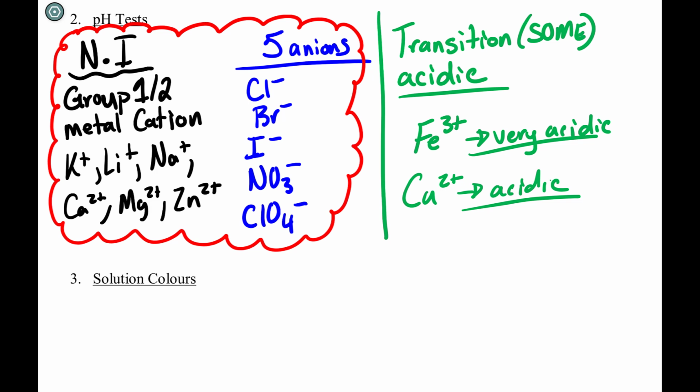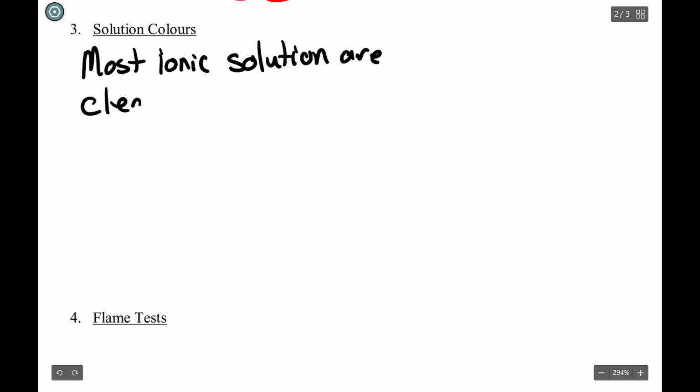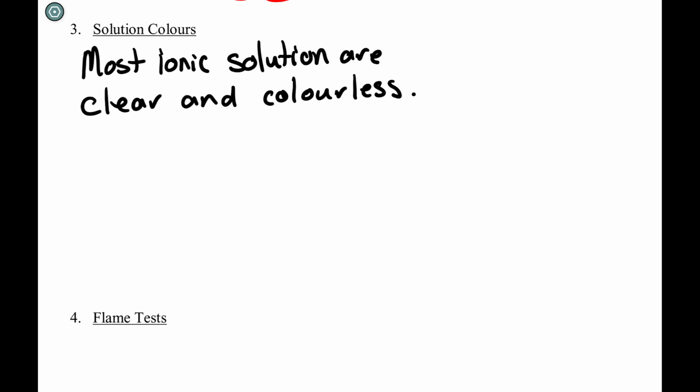The next way I can test a solution to see what kind of ions are present is solution colors. Now, most ionic solutions are clear and colorless. The reason why I say clear is you can have opaque, so it's hard to see through, or clear, you can completely see through. So water would be clear and it would be colorless.